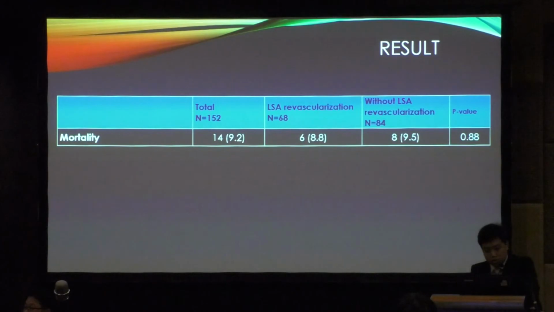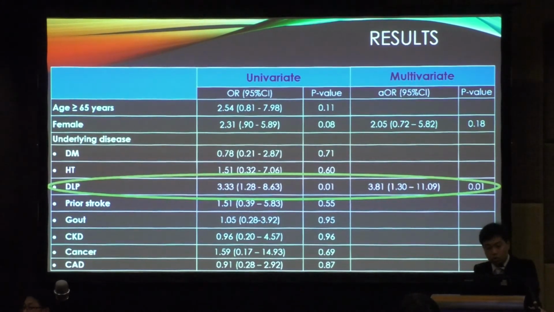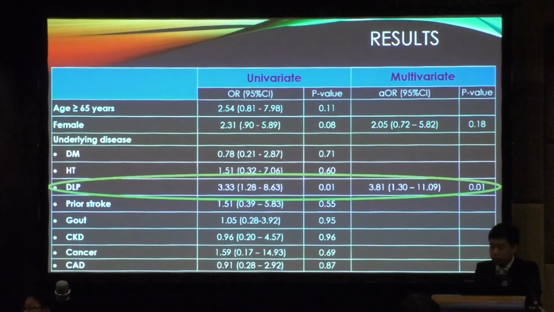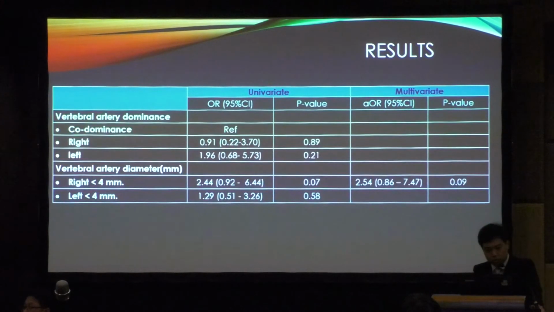For the secondary outcome of my study, in-hospital mortality in both groups is not statistically significantly different. We did univariate and multivariate analysis. Only dyslipidemia was found to be a risk factor for poor neurological outcome, with an odds ratio of 3.33 and a p-value of 0.01. And in the multivariate model, the odds ratio was 3.81 with a p-value of 0.01. Left subclavian revascularization, emergency surgery, and landing zone did not reach statistical significance in univariate analysis, and neither did vertebral artery dominance and diameter.